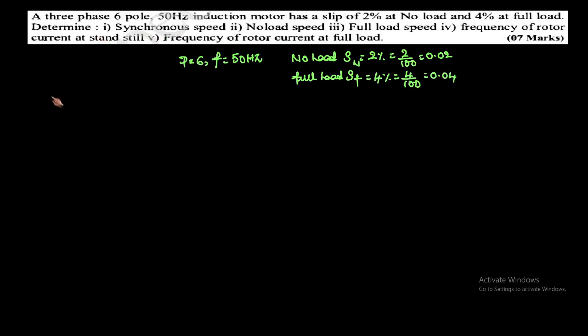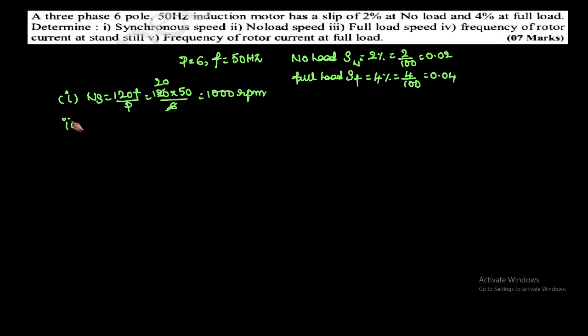Determine the synchronous speed. First we will determine the first part. Synchronous speed Ns is equal to 120 f by p. So 120 into the frequency, which is 50, divided by the number of poles, which is 6. So the speed is 1000 rpm. That is the synchronous speed.